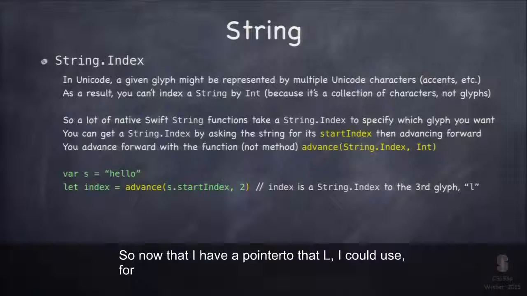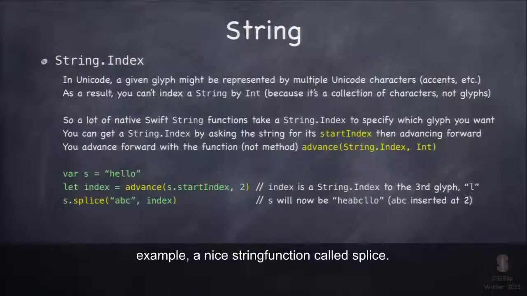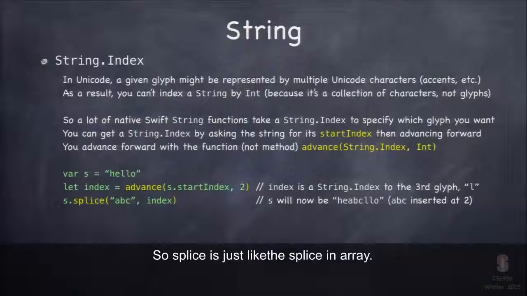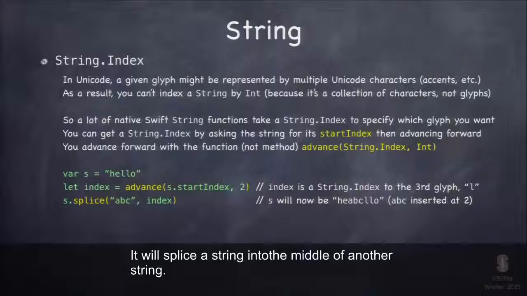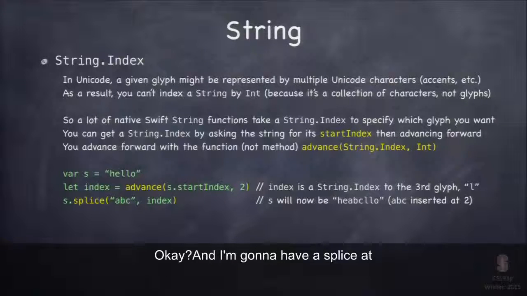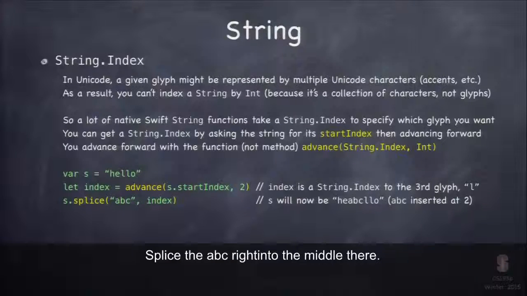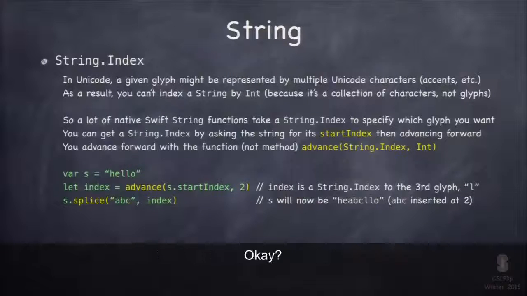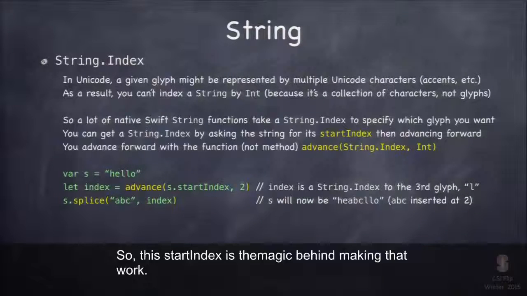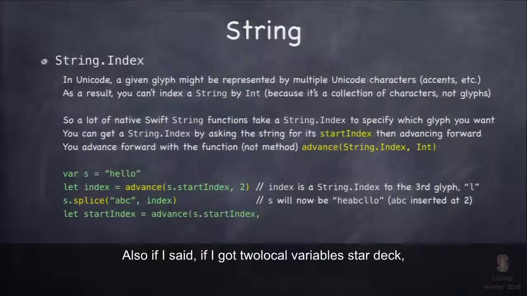So now that I have a pointer to that L, I could use, for example, a nice string function called splice. Splice is just like the splice in Array. It will splice a string into the middle of another string. I'm going to have it splice at that index, and that's going to make it be HE ABC LLO. Splice the ABC right into the middle there. So the start index is the magic behind making that work.